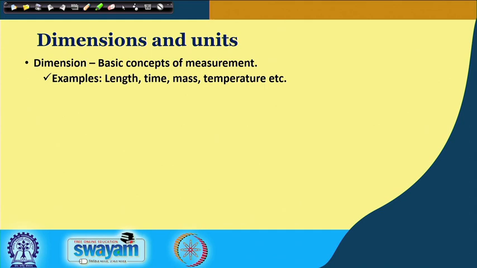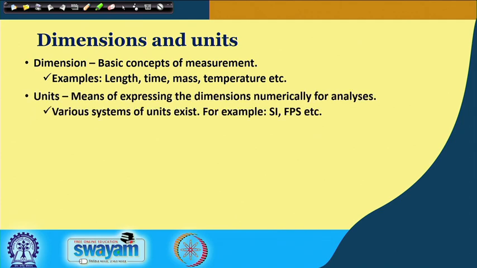Units. The dimension is some basic concepts of measurement. Here we do not put any kind of value, like for example, we have length dimension to measure distance, time dimension, mass dimension, temperature, etc. So, there are many dimensions. And then when we talk of units, units are the means for expressing the dimensions numerically. And why do we need it? Because if you want to analyze a particular system, you need some numerical values.